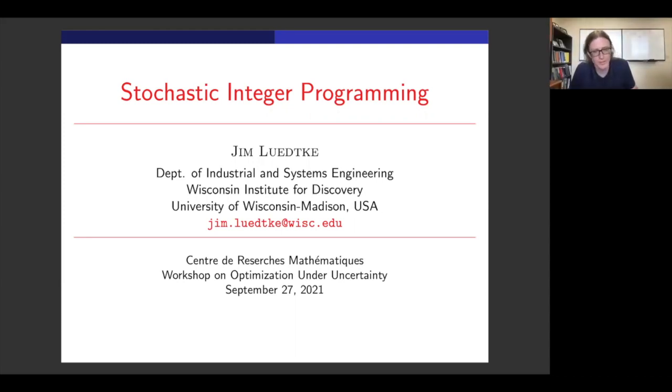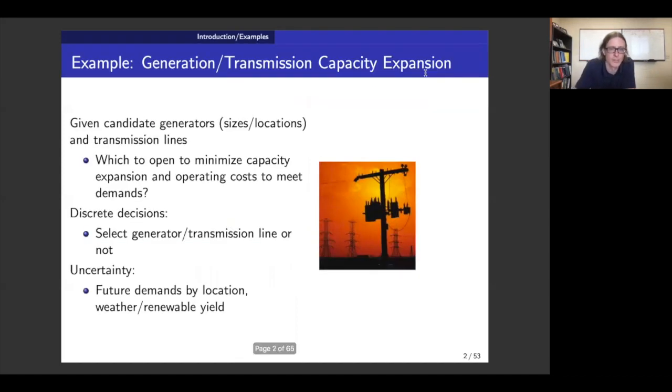All right, well, thank you again very much for the invitation. It's my pleasure to be here and hopefully help you get to know about this area a little bit more. I'm going to start right away with a motivating example, before even defining some notation, just to get us thinking about the types of problems where stochastic integer programming might be useful.